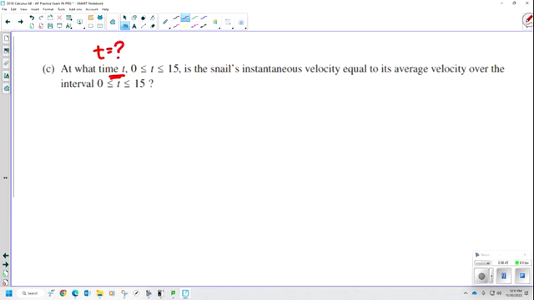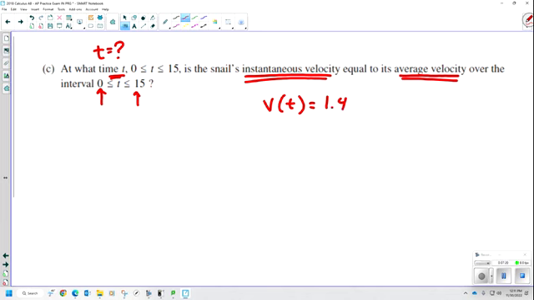At what time t, between 0 and 15, is the snail's instantaneous velocity equal to its average velocity over the interval from 0 to 15. Now, here's the issue. When we think velocity, we think derivative, and derivative is slope. So when we think average slope, we want to take the slope between 2 points, 0 and 15. We think change in y over change in x or whatever. But remember, they give you velocity.